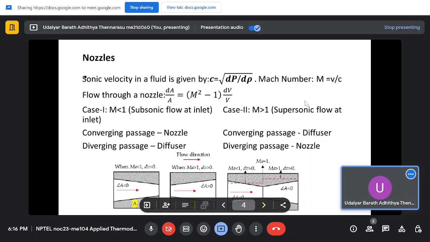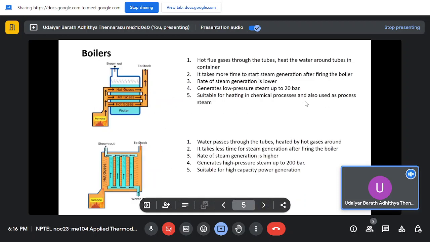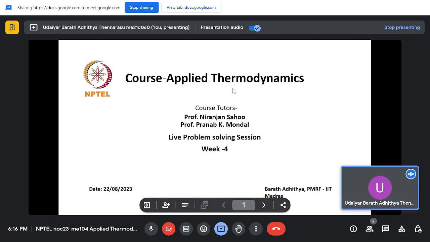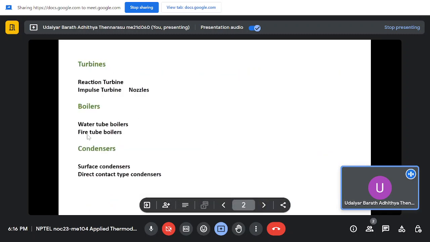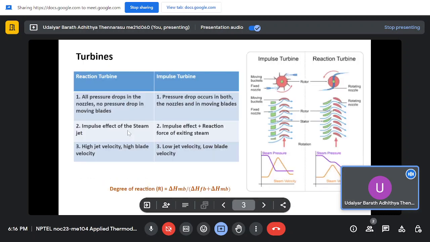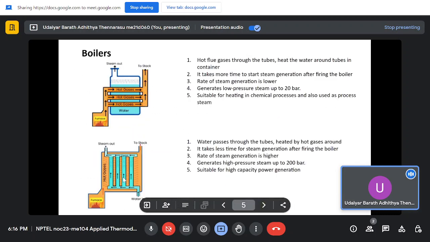That's the case. We have seen the nozzle. Now let's move to boilers. We have seen condenser, we have seen turbine, and turbine also has a nozzle. Now moving on to boiler. We have two types of boiler, as I told earlier: a water tube boiler and a fire tube boiler. The name itself suggests what's happening. In a water tube boiler, water is inside the tube, and in a fire tube boiler, the furnace hot gases are inside the tube. So those are the two cases.